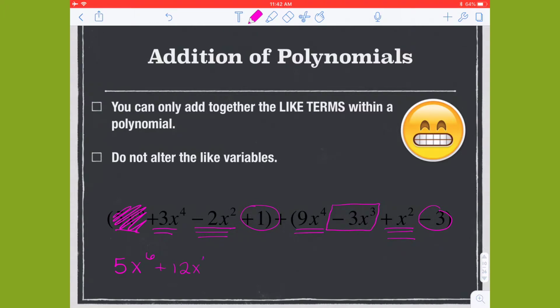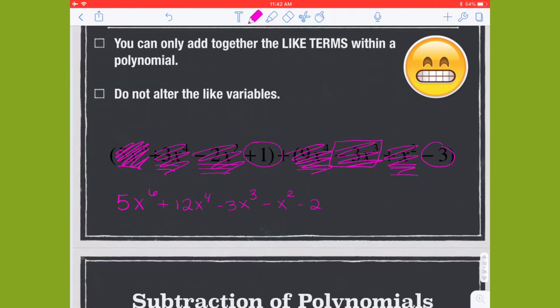So I have 12x to the 4th. I'm going to cross out this value and this value. I have my minus 3x cubed, so I'm going to cross out that value. I have my minus x squared, so I'm going to cross out that value. And I have my minus 2. And so now I have added 2 polynomials together.